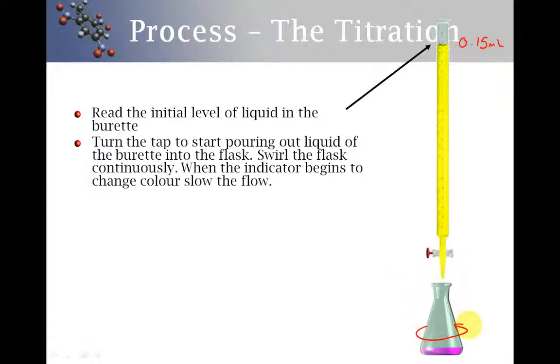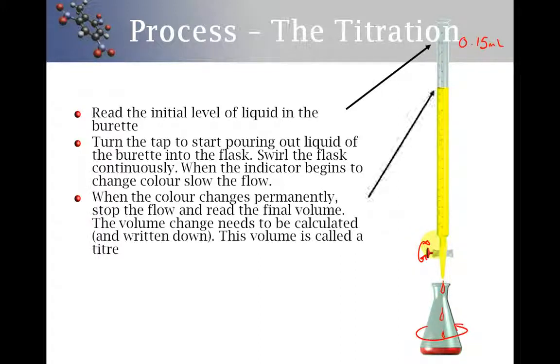I turn on the tap and start swirling the flask around. I'm turning the tap, pouring the liquid out of the burette, and it's going into my flask. I'm swirling it around. The indicator will begin to change colour, and when it does, we start slowing down the flow. So the tap that we turned on, I'm going to start turning it back again in order to slow the flow.